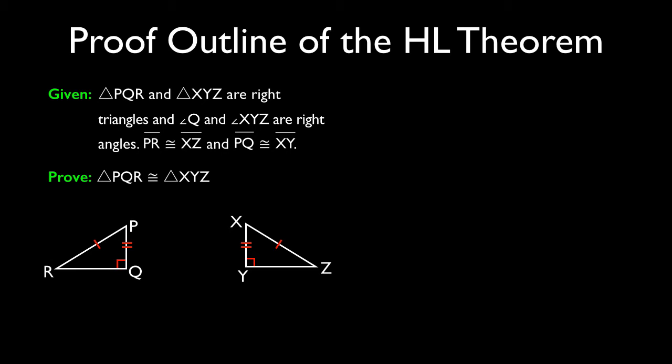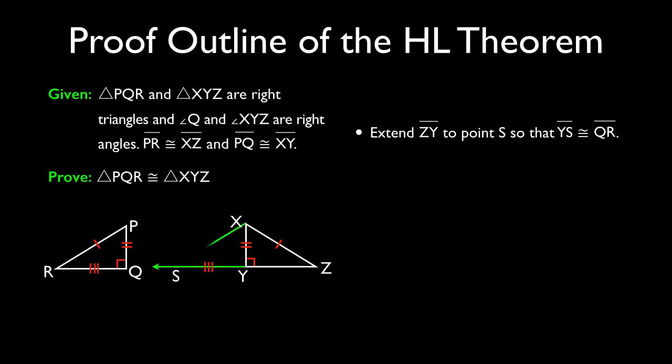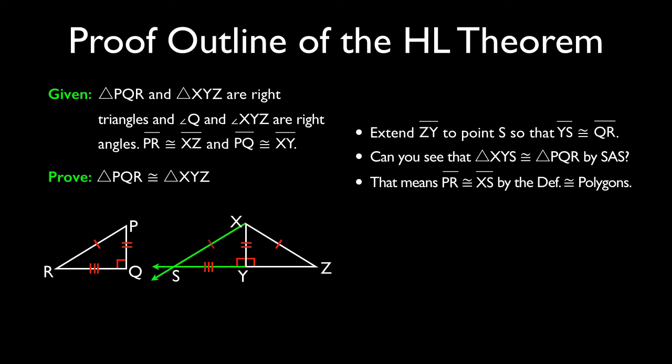Now the first thing that we're going to do in order to prove this is extend segment ZY so that segment YS is congruent to segment QR. Remember, we can do that because we can construct congruent segments. Now, can you see that triangle XYS is congruent to triangle PQR by side, angle, side? That means that segment XS is congruent to segment PR by definition of congruent polygons. Wow!